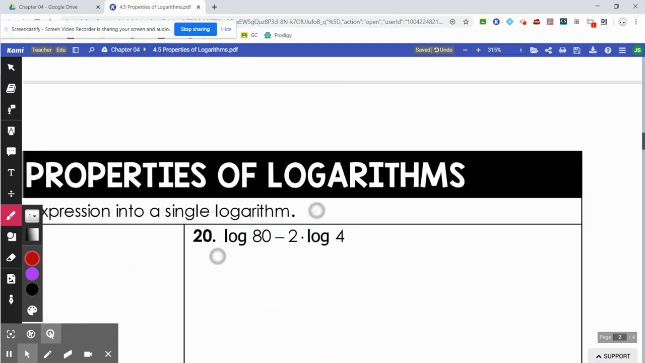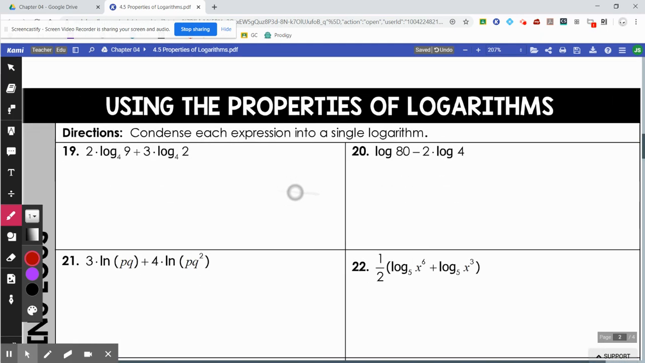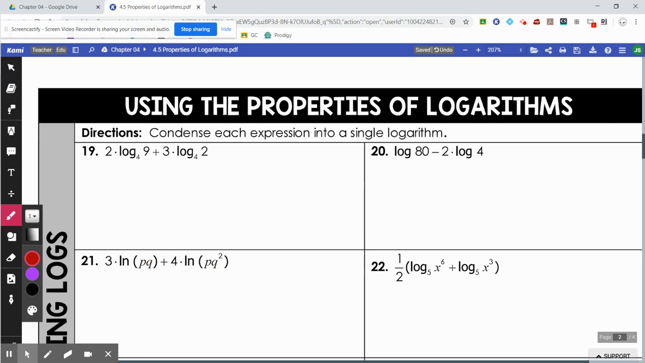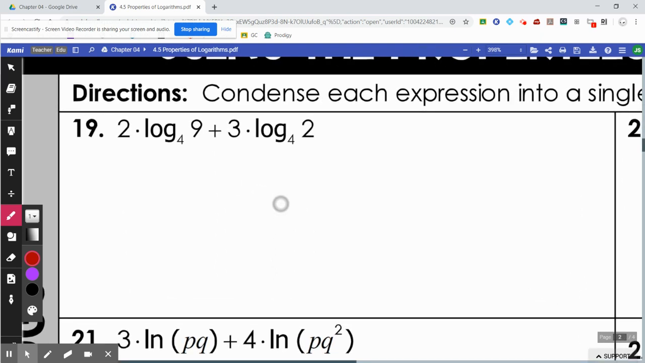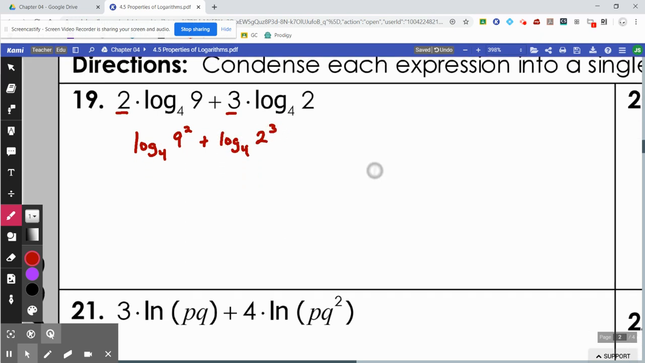Okay, on the next problems, it says using the properties of logarithms. What we're going to do is use all those properties we just learned to condense these. Condense each expression to a single logarithm. So number 19 here. First off, take care of all exponents. Anytime you have a value out front, we're going to move it up to an exponent. So we can write this as log base 4 of 9 squared, move that back up top, plus that'd be log base 4 of 2 to the third.